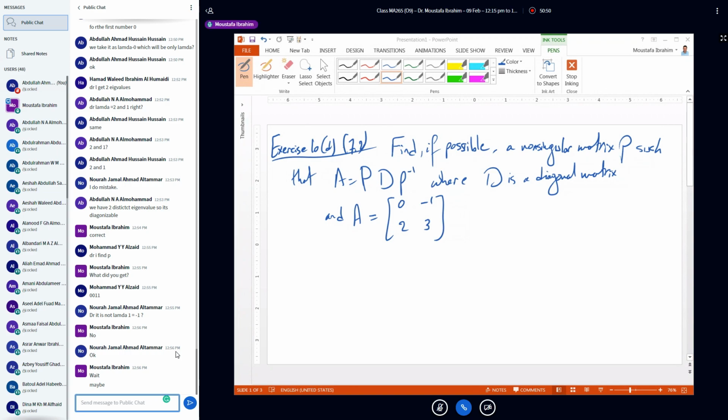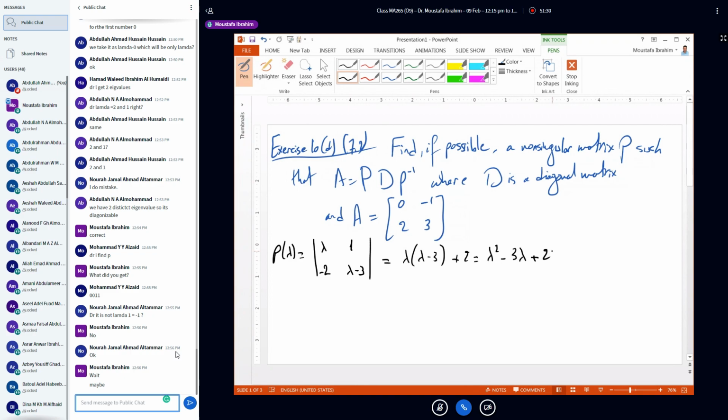Guys, let's see. Maybe Nora, you get -1 and -2. Let's check. No, it must be 1 and 2. Let's check P(lambda): lambda - 0, lambda - 1, -2, lambda - 3. So multiply. Lambda times lambda - 3, minus -2, so +2. So we get lambda squared - 3 lambda + 2, right?